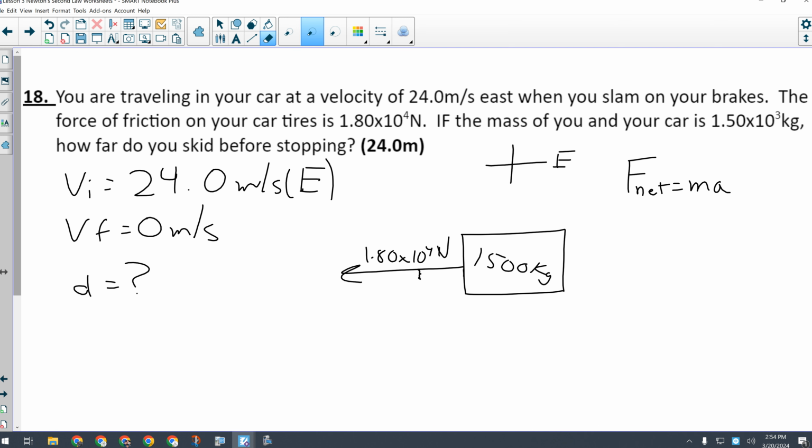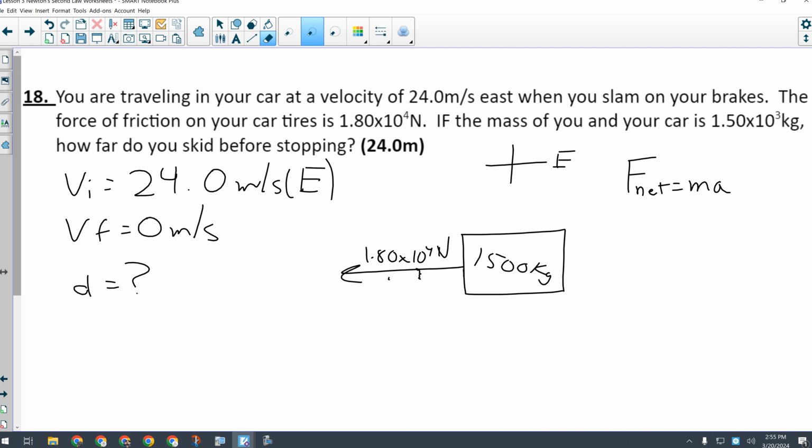In other words, it's my F net. When you slam on the brakes, provided you're on a level surface, friction is the net force. Nothing else is acting on your car that's not balanced. Gravity and normal force are already balanced. So I do know my net force. Well, there's the vector sum of all forces part of that problem. I just had to identify that that was the only force acting on the car that wasn't balanced.